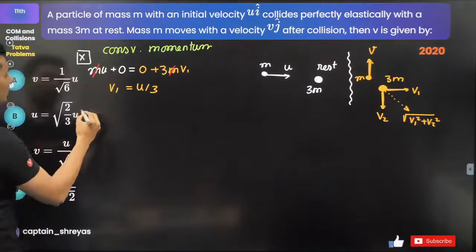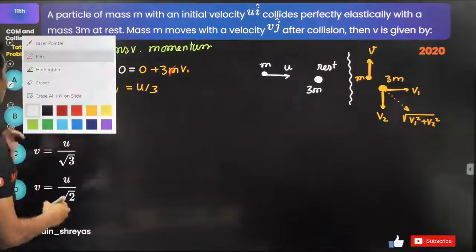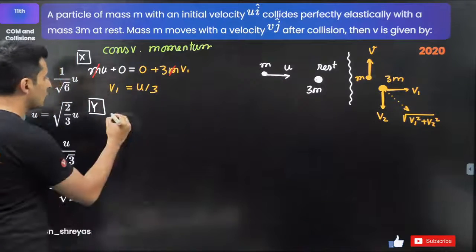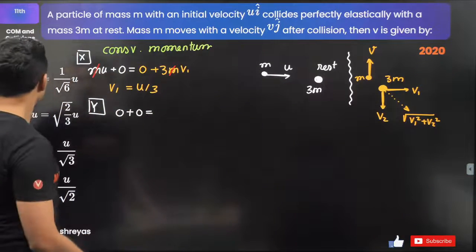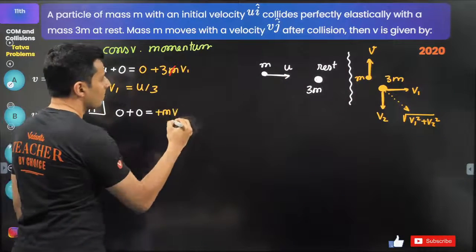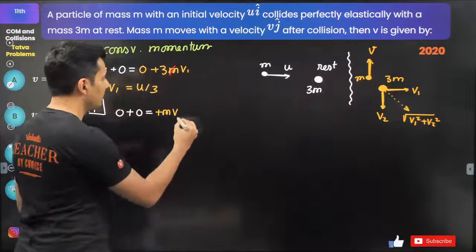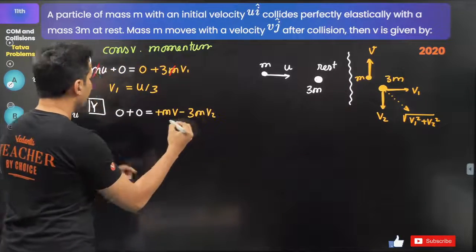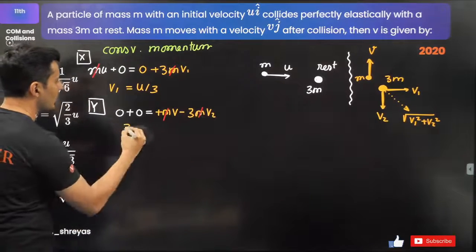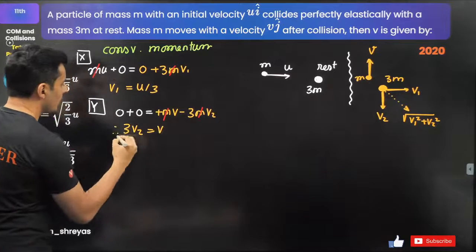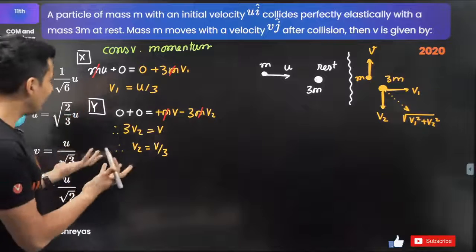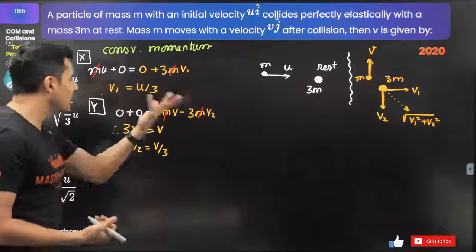Now similarly conserve the momentum in the Y direction and see what do you get. Here there is nothing in Y. Everything is in X. So 0 plus 0, nothing over there. And over here, this mass is moving up, so plus mv. This mass is moving down, so negative, so minus 3m into v2. Again, you will notice m and m will get cancelled. So bring this guy over here. So 3v2 is equal to v. Therefore, v2 is equal to v by 3. Okay, v1 is u by 3, v2 is v by 3.